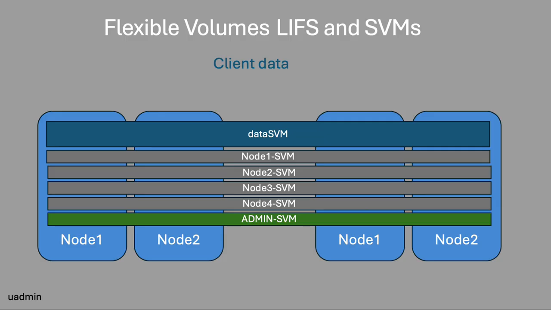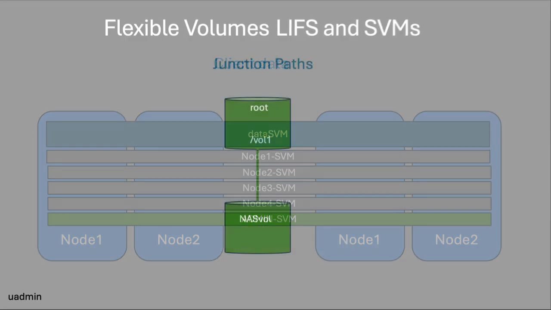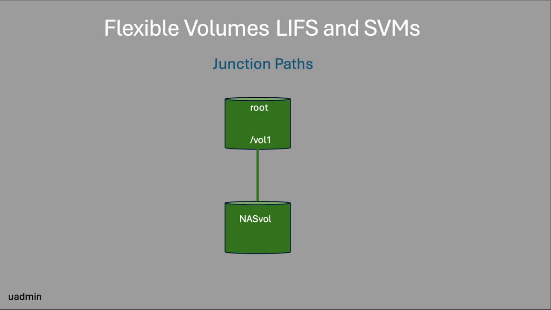With regards to data volumes, there's an important distinction to be made. Data volumes that are used for NFS or SMB protocol are always mounted to be accessible by clients, so you have to mount the volumes. The mounting of data volumes is done by connecting them to a junction path or a mount point, which usually gets created on the root volume of the storage virtual machine. Please do not confuse the root volume of a storage virtual machine with the root volume of a node.